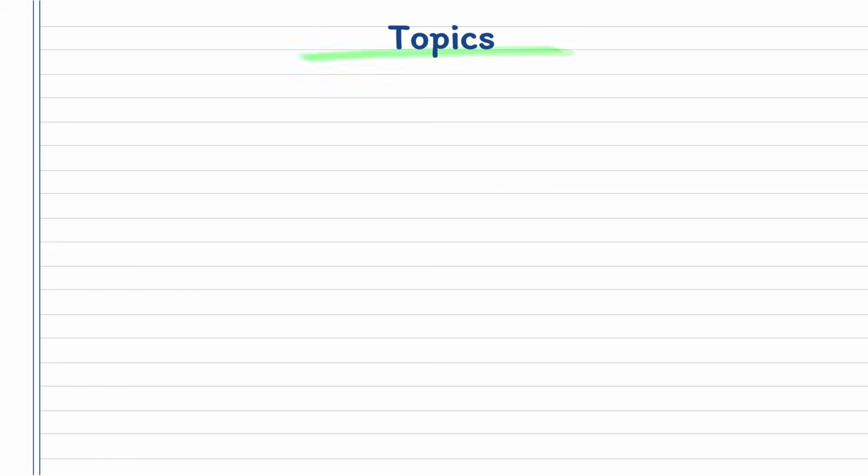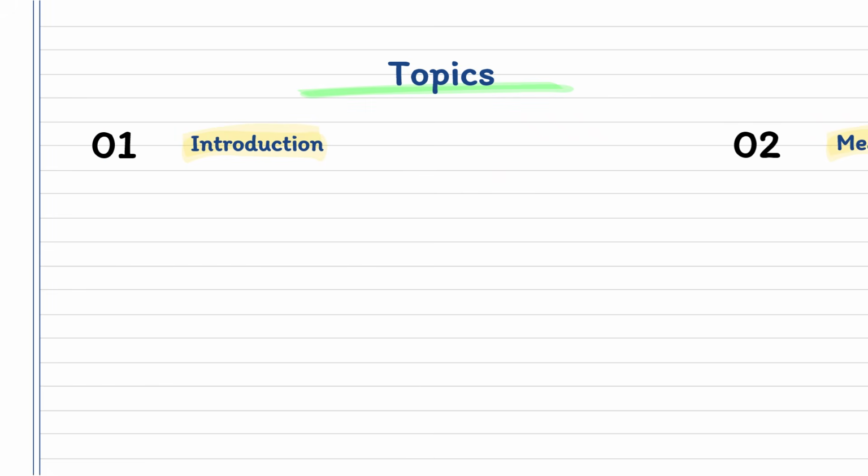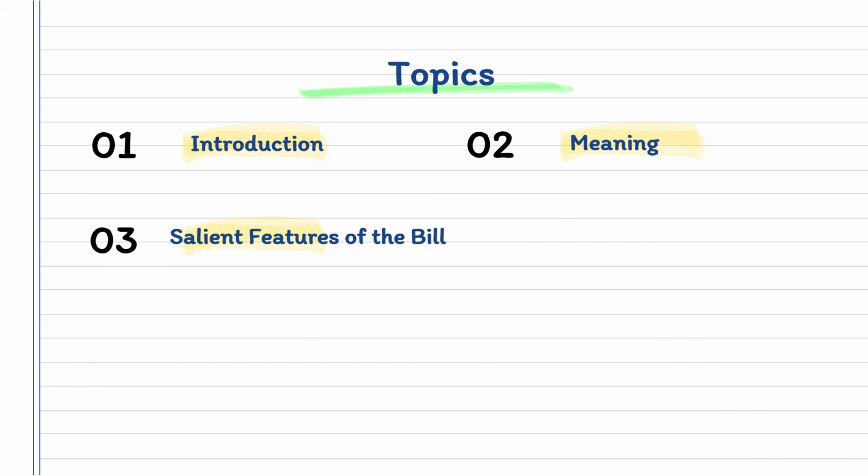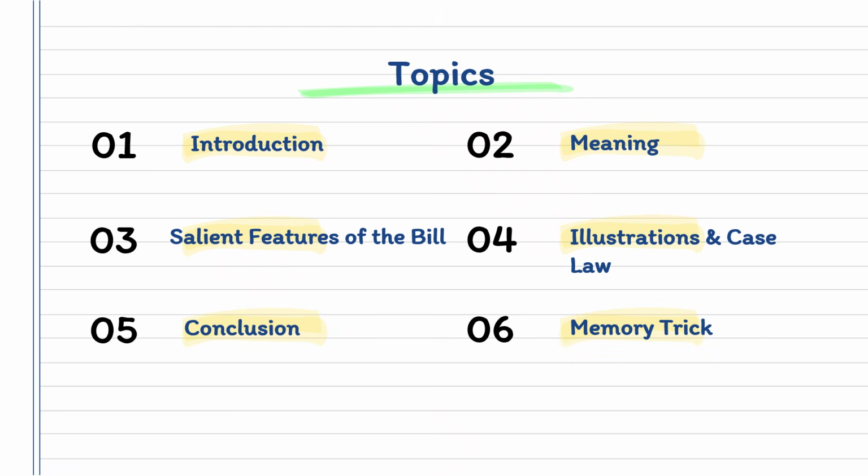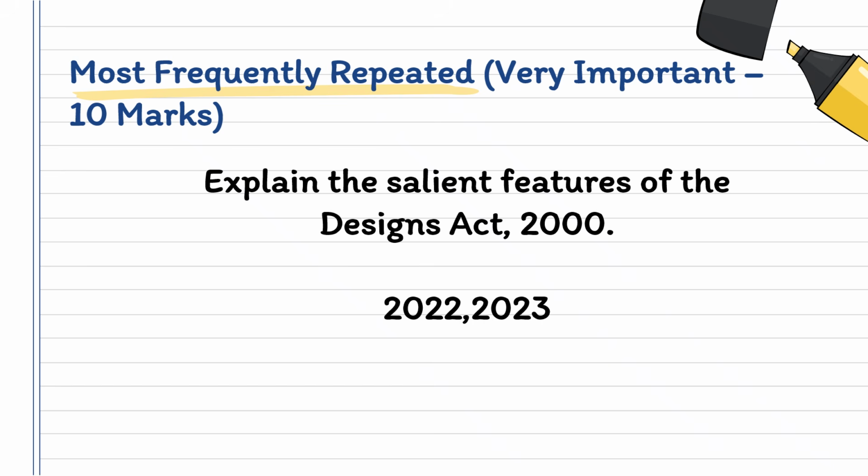In today's session, we are going to cover the topics: introduction, meaning of design, salient features of the Act, illustrations and case laws, conclusion, and lastly a memory trick. Let's start with a most frequently repeated and very important question: explain the salient features of the Designs Act 2000. It was repeated continuously in the 2022-23 examinations.